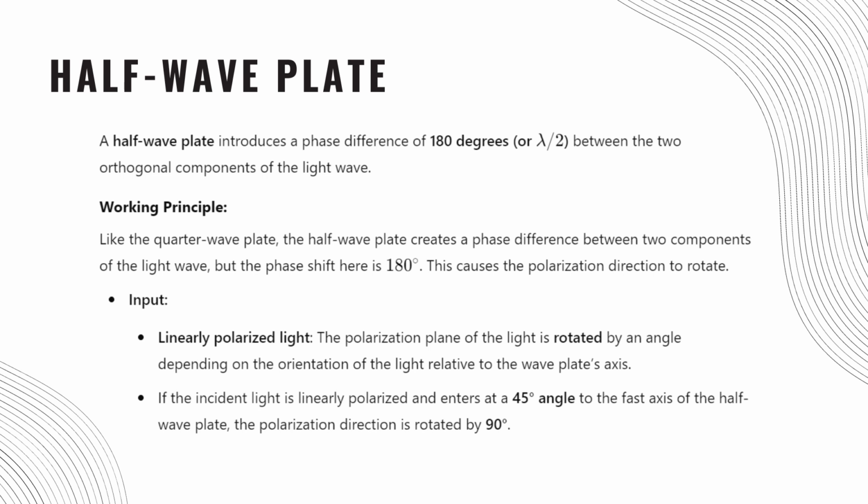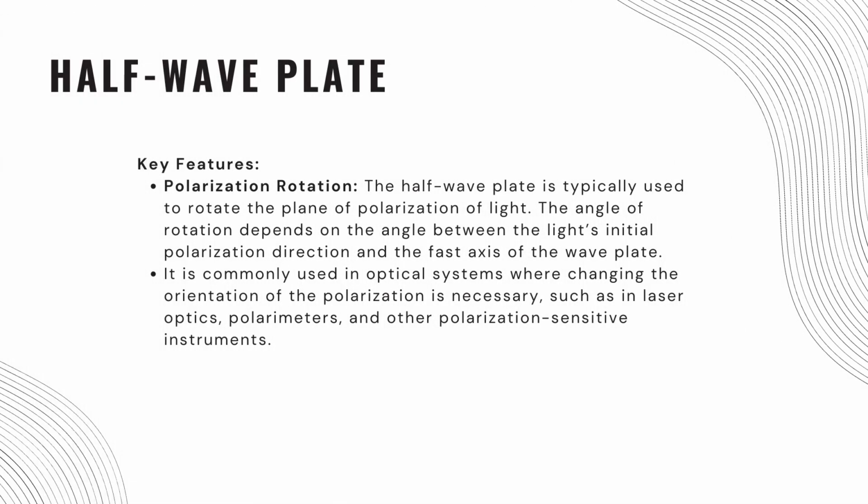The polarization plane of the light is rotated by an angle depending on the orientation of the light relative to the wave plate's axis. If the incident light is linearly polarized and enters at a 45 degrees angle to the fast axis of the half-wave plate, the polarization direction is rotated by 90 degrees. Key features include polarization rotation.